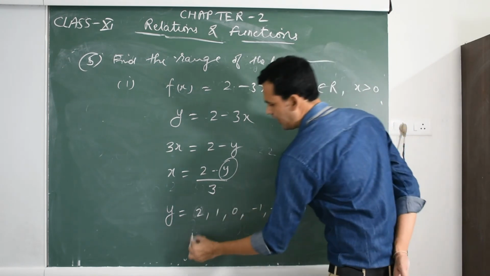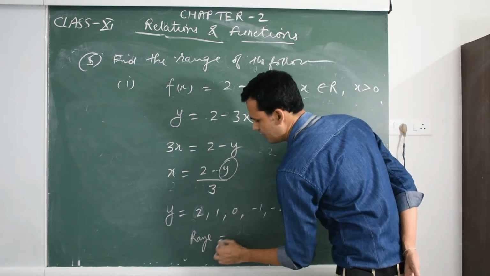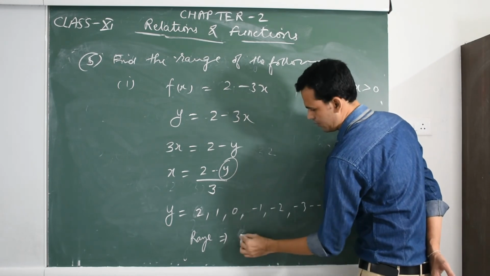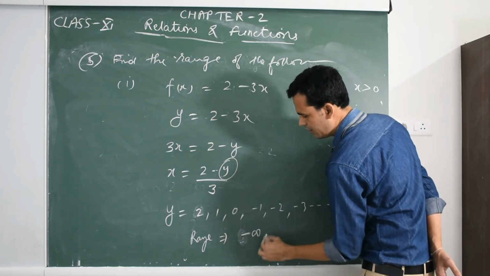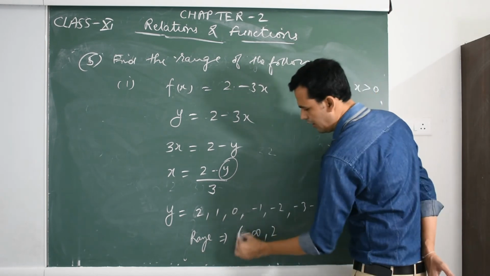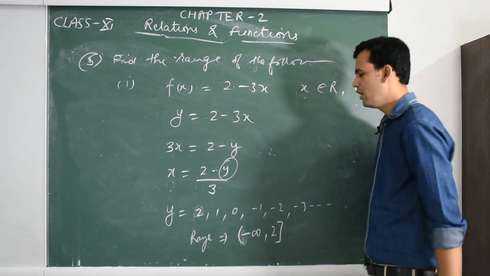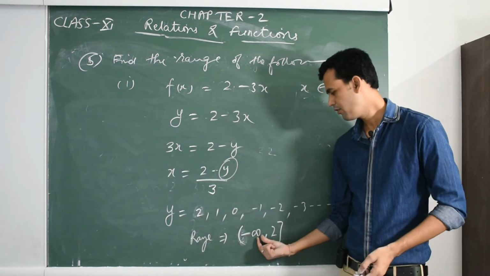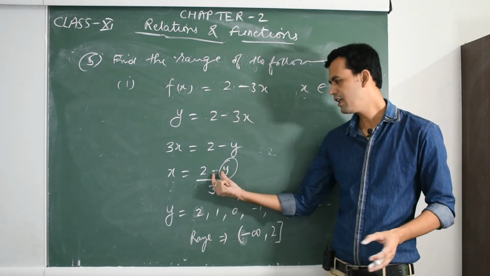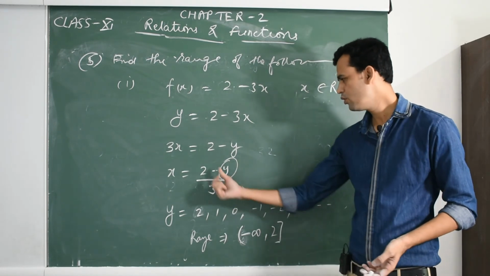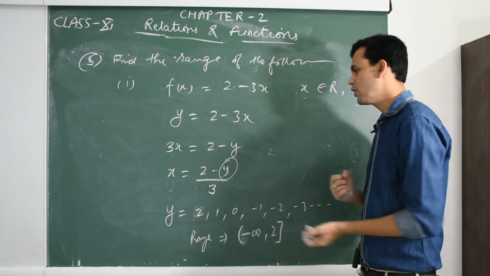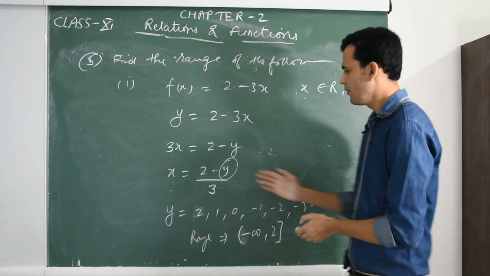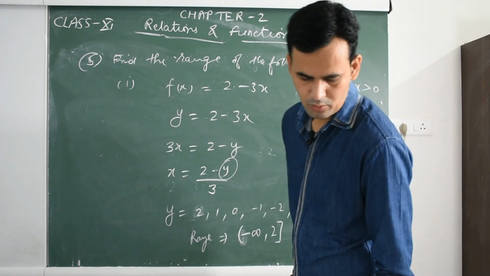So range is minus infinite to 2. Minus infinite to 2 is the range of this question. Why? Because if we put any negative values, then we get positive values, and up to 2 we get positive values, and after 2, it means 3, 4, 5, 6, we get negative values. So this is the range of the question.